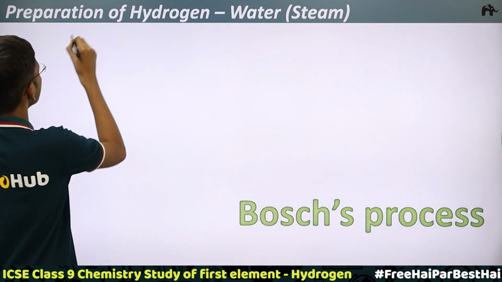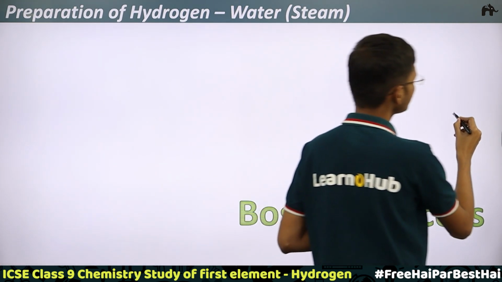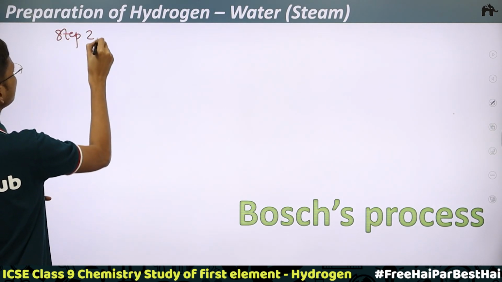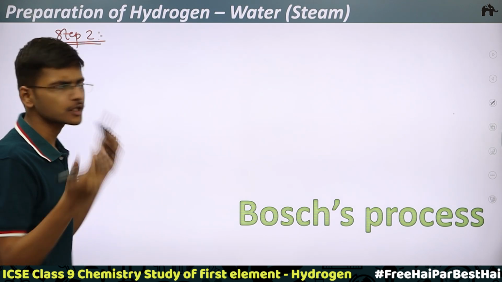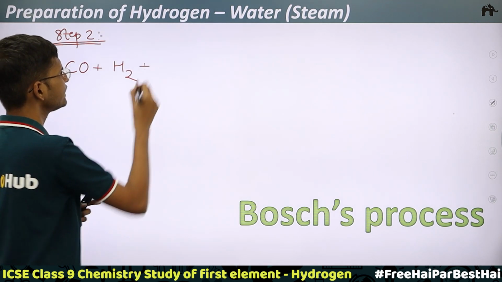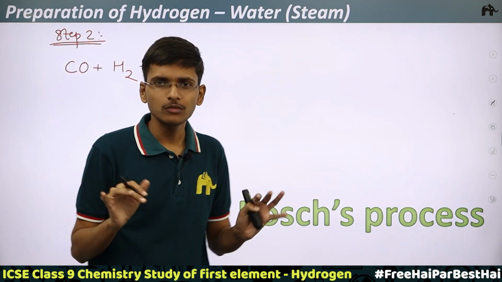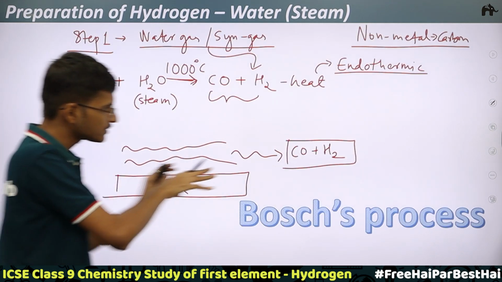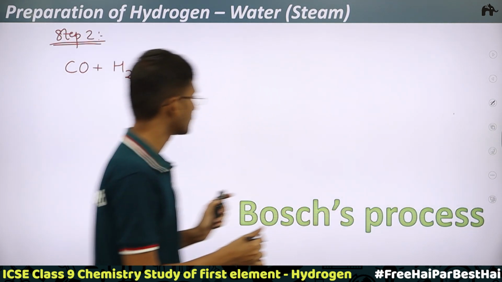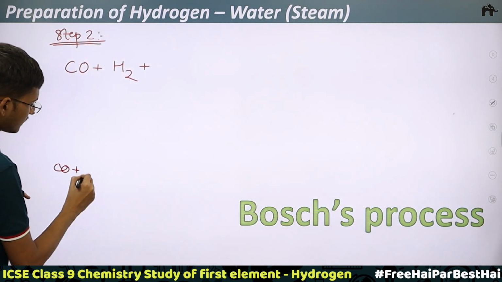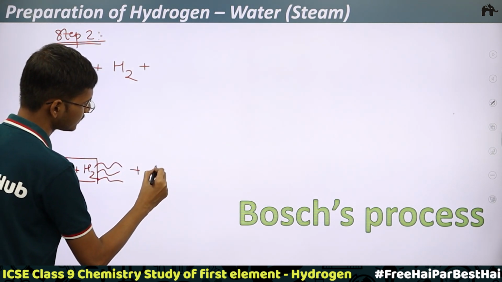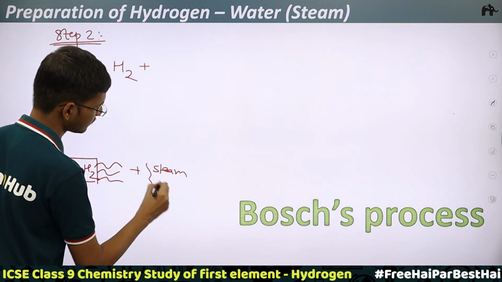In this step 2, we are going to use our syngas itself, and from this syngas we are going to generate more hydrogen. How? Let's see. This syngas, carbon monoxide plus hydrogen, I'm going to treat with an excess of steam. I would take up this carbon monoxide and hydrogen, and then mix it again with the steam.